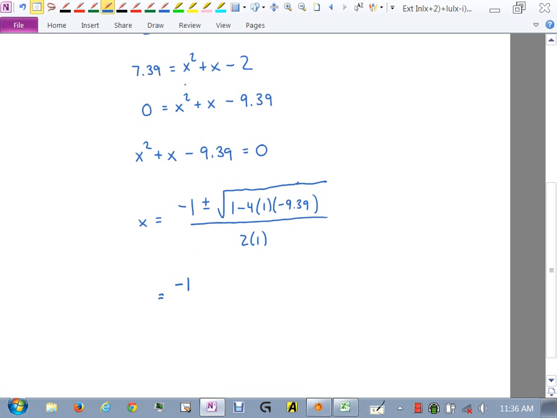So I added 1 because of this 1 out here. Those numbers together came out to be plus 37.56. But I've got to add the 1 that's in front of it. So you get plus or minus the square root of 38.56 all over just 2. And so now I'm going to actually get the square root of 38.56.